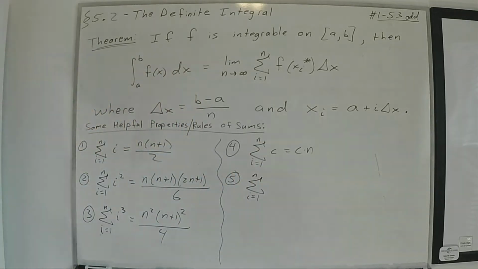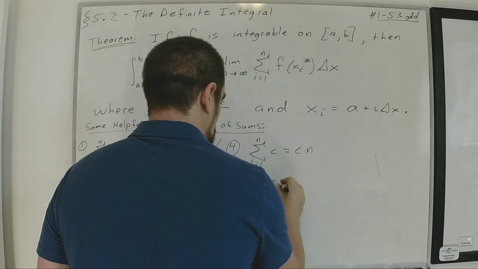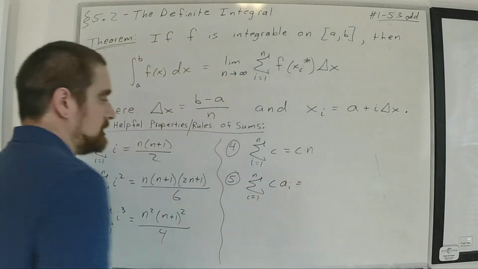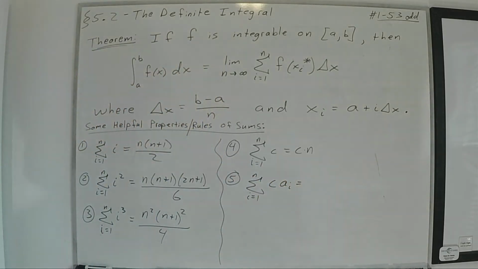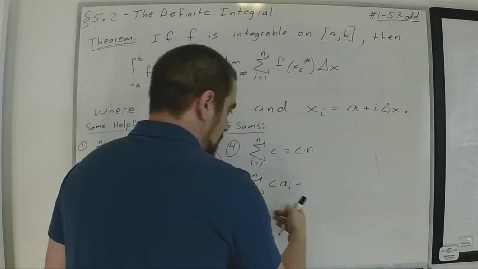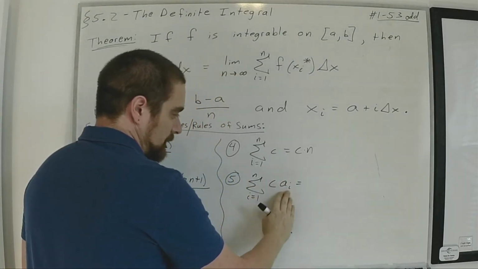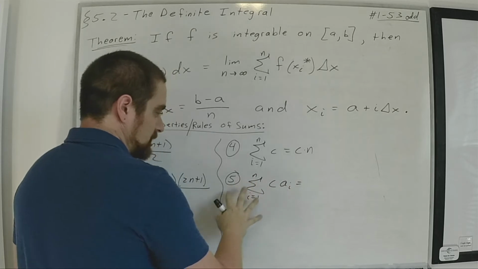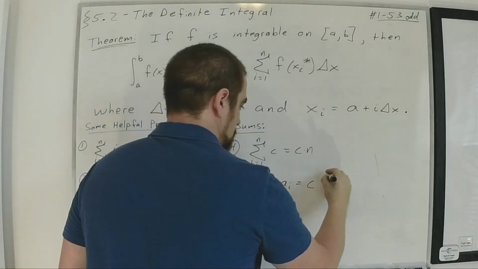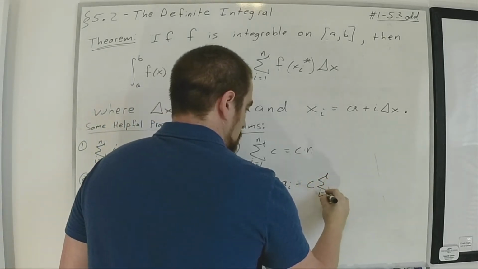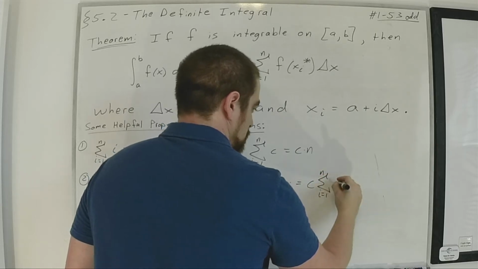If we sum up c times a sub i, where a sub i is going to be a term in a sequence, and then we're just going to sum up each one of those terms. More importantly here, this is just a property of summation notation.